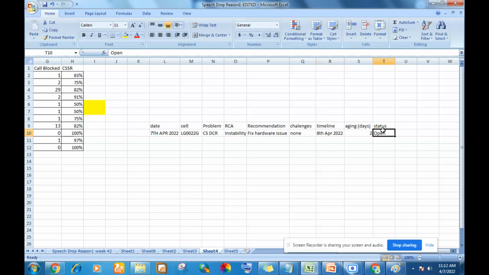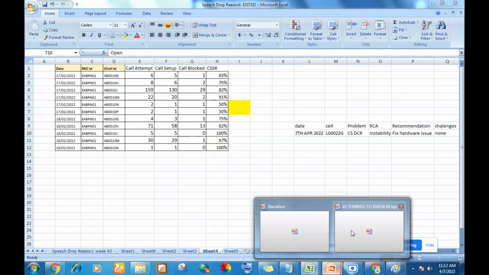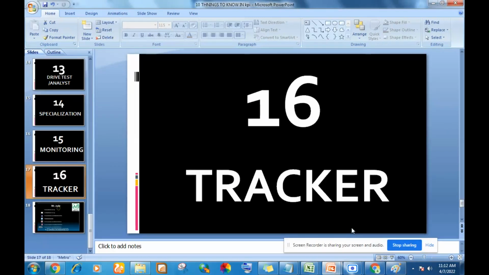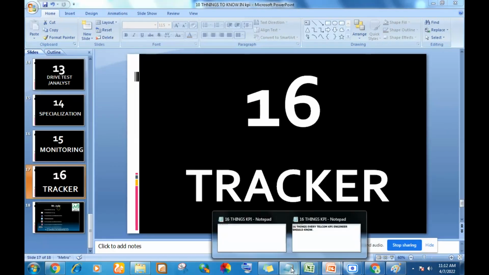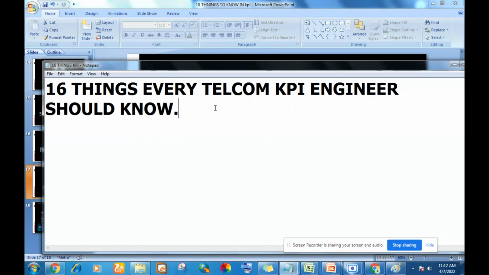How do you know if it is fixed? You go and do a trend for the site and check if it's fixed. It's very simple. That's why you have to learn Excel skill. All right, guys. So these are 16 things. I want to give you an extra bonus point, which I've mentioned earlier. That is, every KPI engineer must learn how to check alarm. This alarm system is part of what I teach, like KPI optimization.